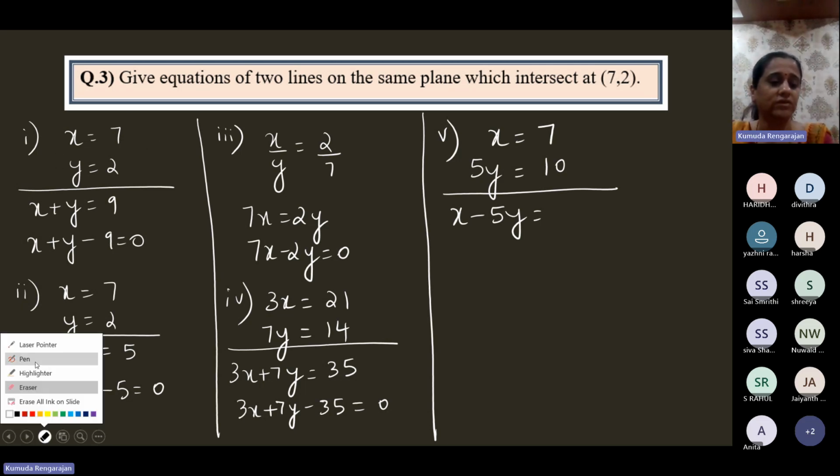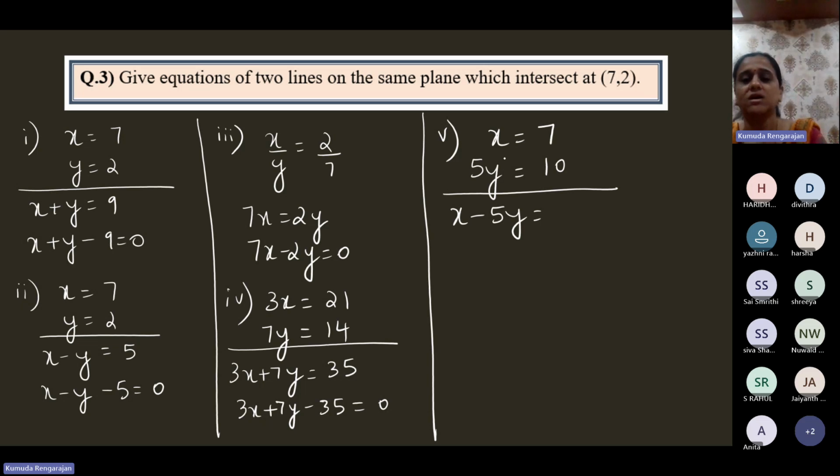You should do the same operation on both the sides. So if you're subtracting, the LHS is x minus 5y, and the RHS is 7 minus 10, not 10 minus 7. If you write x minus 5y is equal to 7 minus 10, that is minus 3. In the standard form, x minus 5y plus 3 is equal to 0.